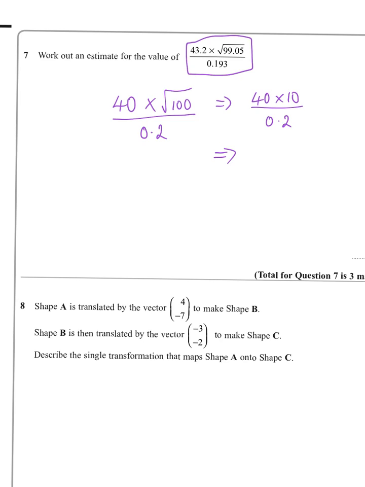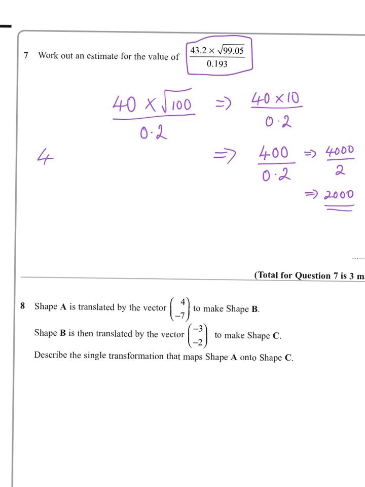Now, the numerator is not going to be too difficult because we're just going to have 400 there, and the denominator is 0.2. As this is not a calculator paper, you've got to think about how you are going to sort this out. Well, there's one way, and that is you can times top and bottom by 10. So you'll have 4,000 divided by 2, and that gives you the answer of 2,000, which is the required answer.